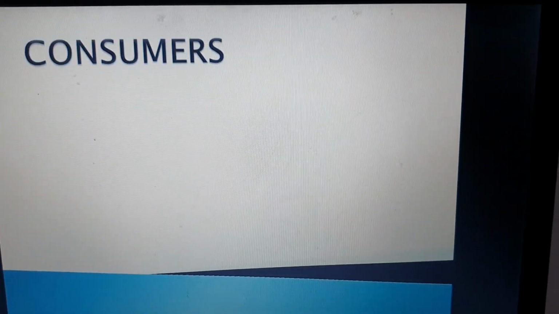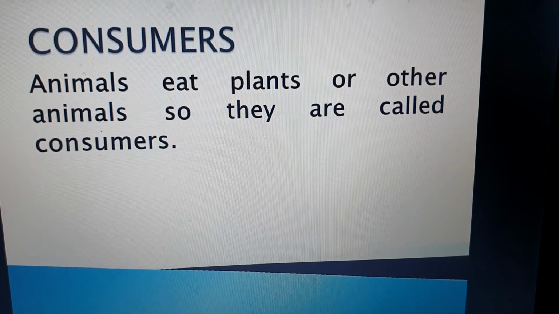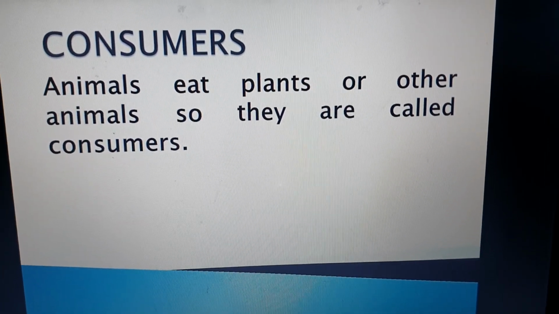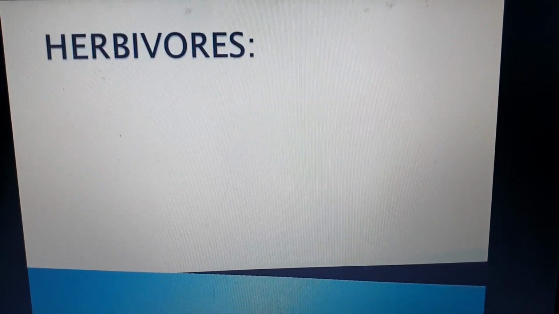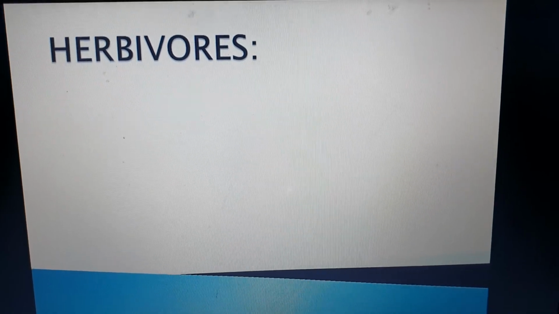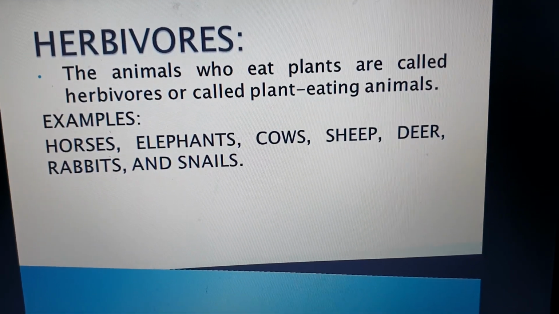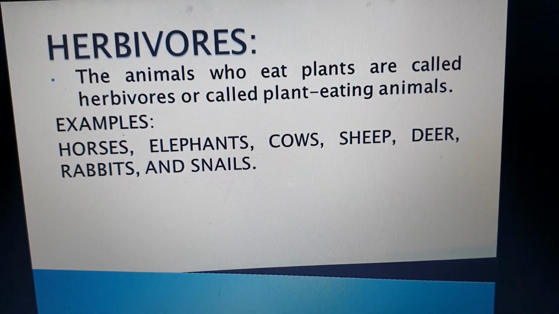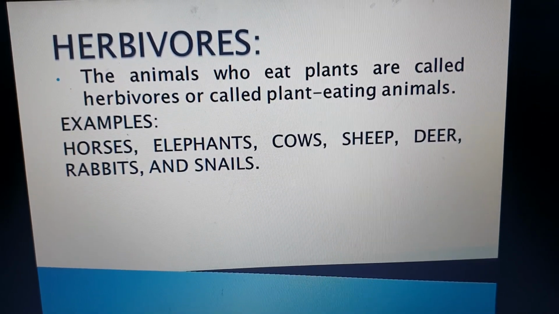Next is consumers. Now, who are the consumers? The animals, either eating plants or eating other animals, are called the consumers. First of all, we will talk about the term herbivores. Now, which animals are called the herbivores? The animals who eat plants are called the herbivores, or plant-eating animals, because their feed is only the plants.